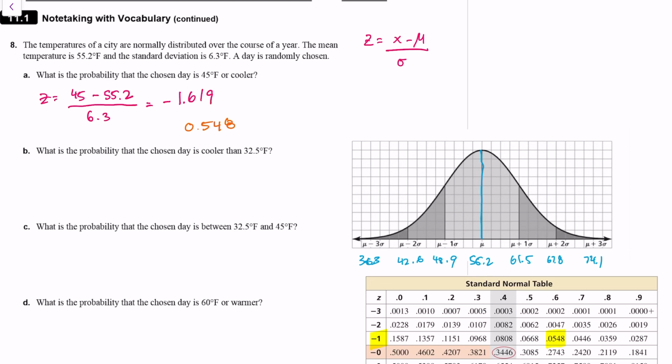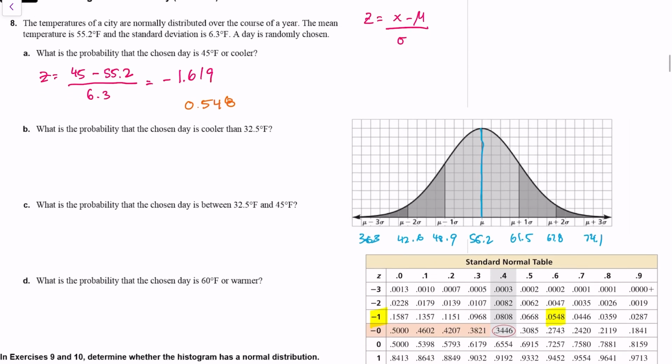And there you go. What is the probability that a chosen day is 45 Fahrenheit or less? It happens to be that number of 0.0548. And that is the probability. They didn't ask for a percentage, so we're going to go ahead and just go with that number right there.